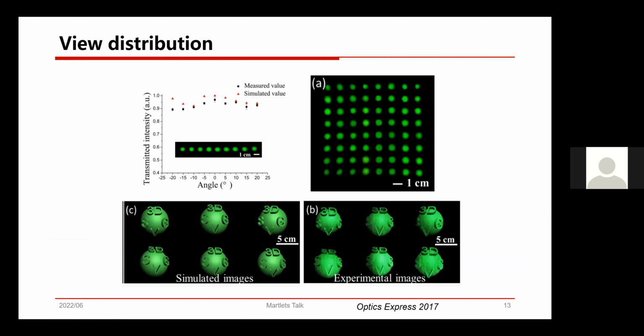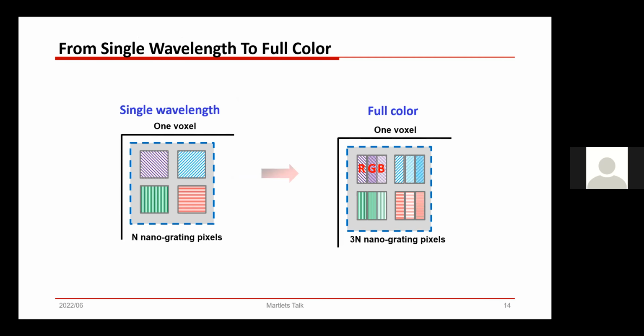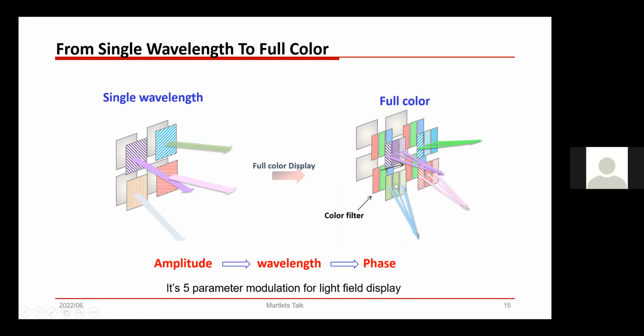But we are not satisfied with green color. A display needs to be a full color display. As we all know, the nanogratings are wavelength sensitive. So we divided the nanogratings from one nanograting to three nanogratings, each corresponding to a wavelength. And we use three different kinds of nanogratings to coincide with the color filter placed in front of the display panel. So we have five parameters to tune for the light field display.